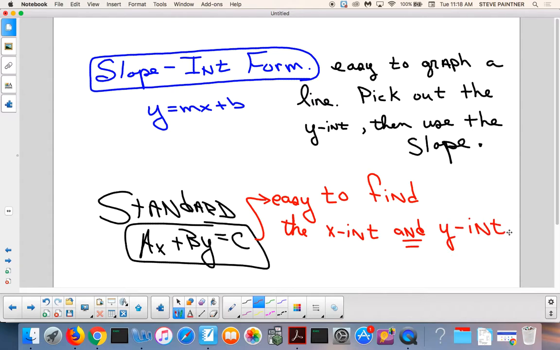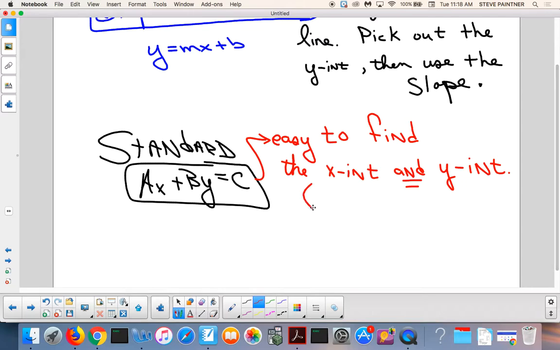Now, you might not think it's easy because you don't remember how to do it. So maybe we should write that down. How do I find the x-intercept? You plug in a 0 for y, and you get the x. If you want the y-intercept, you just put 0 for x and solve it for y.